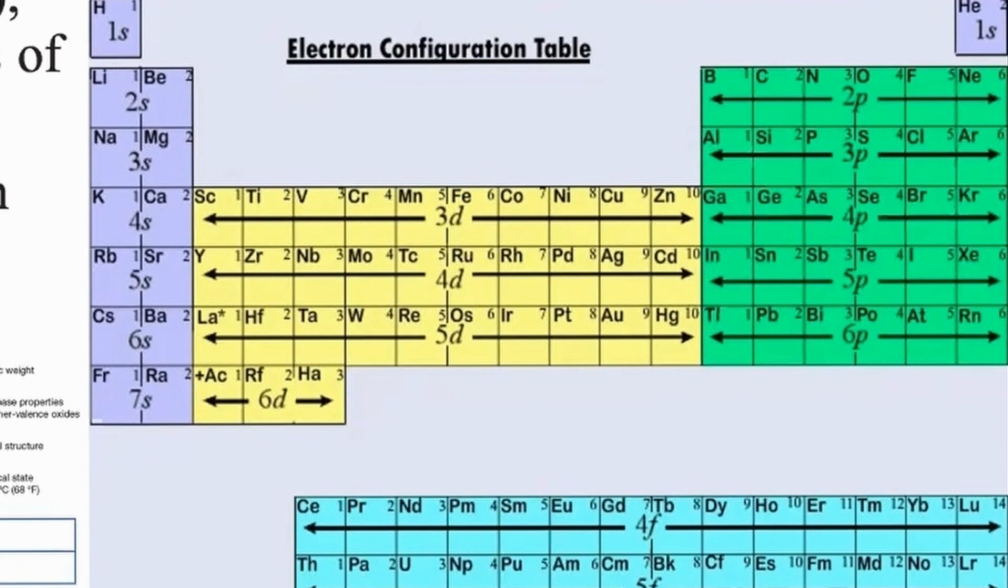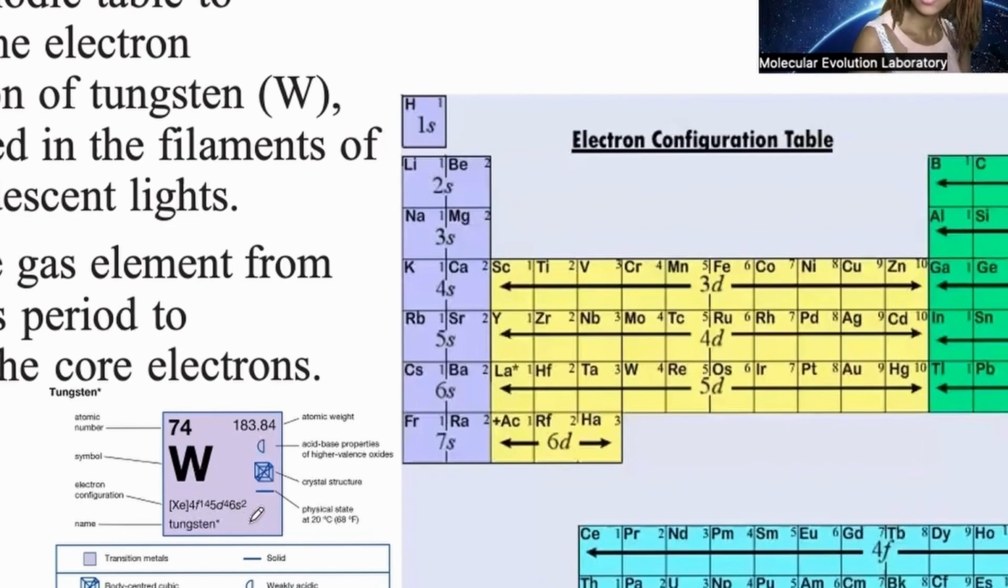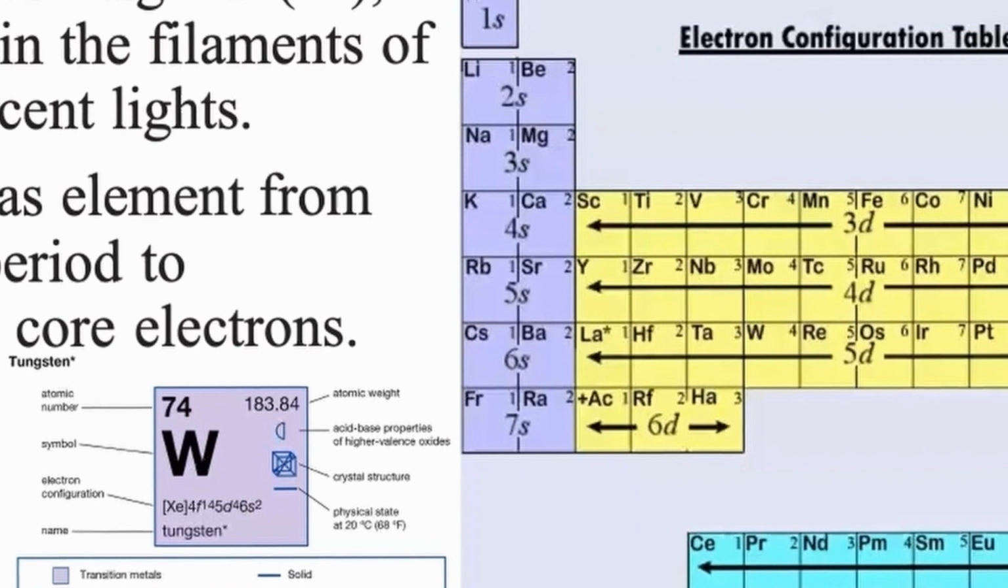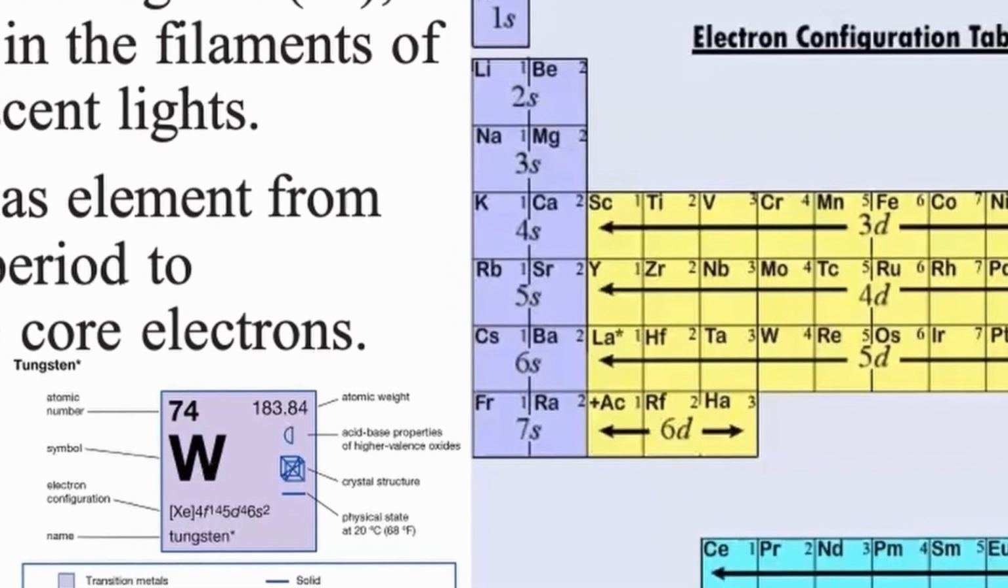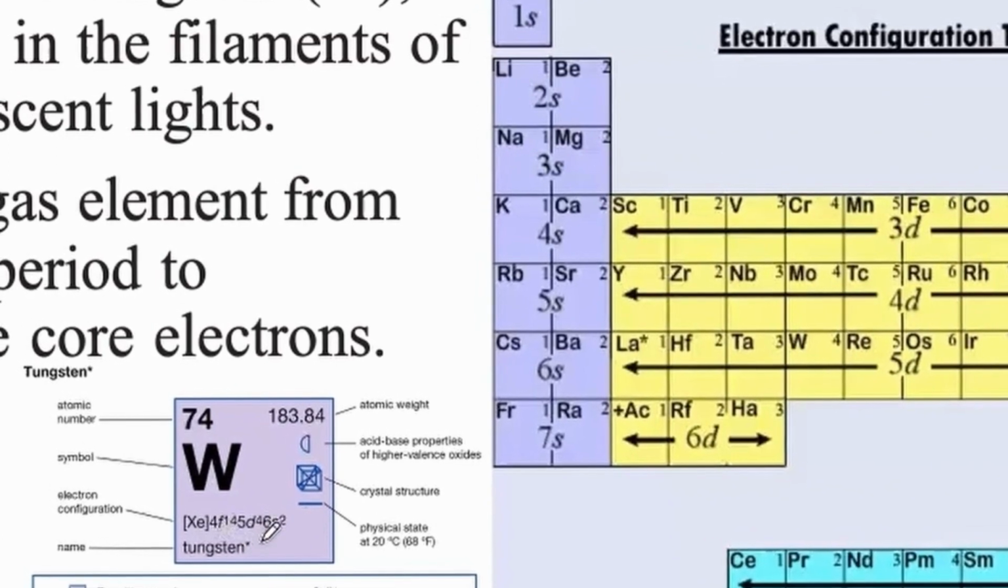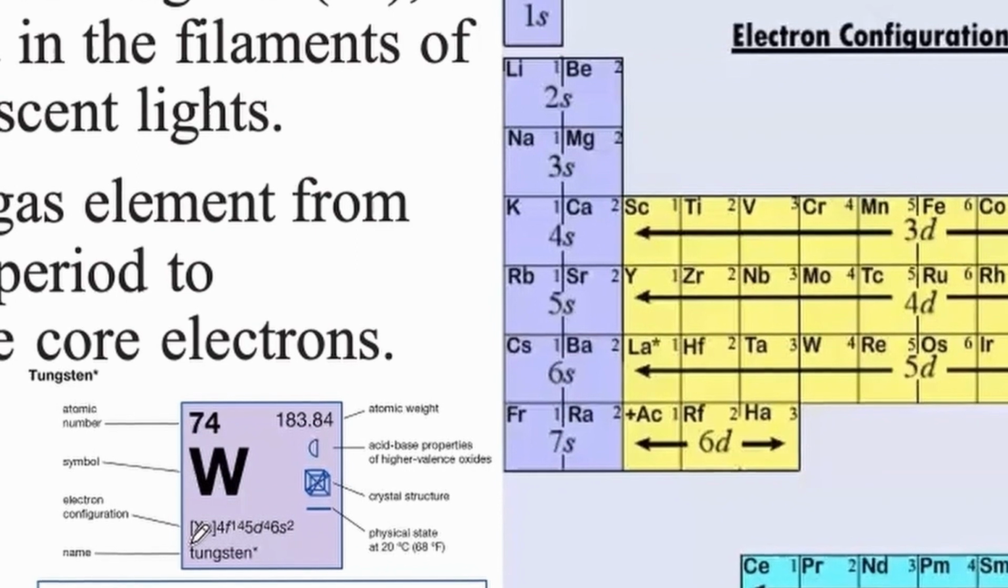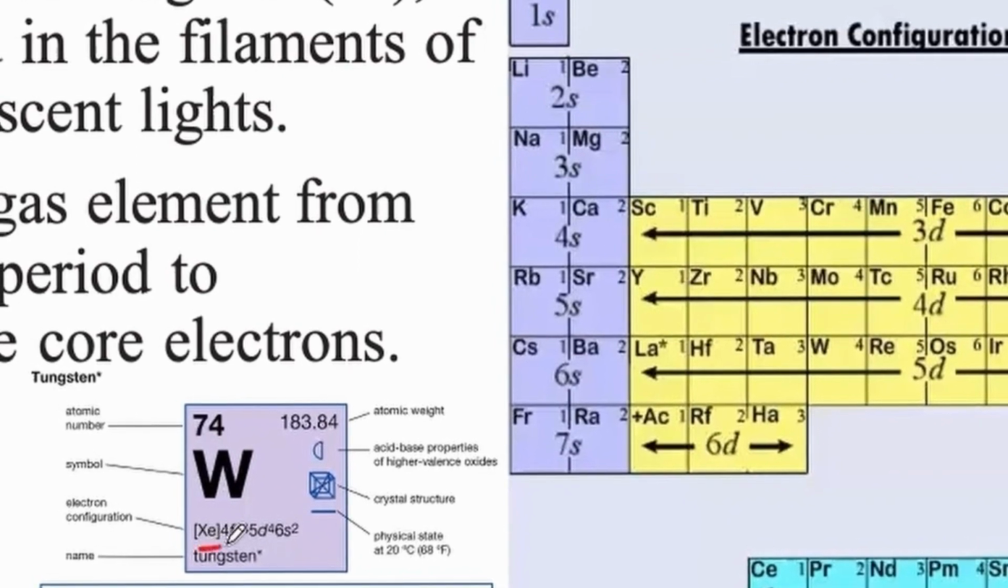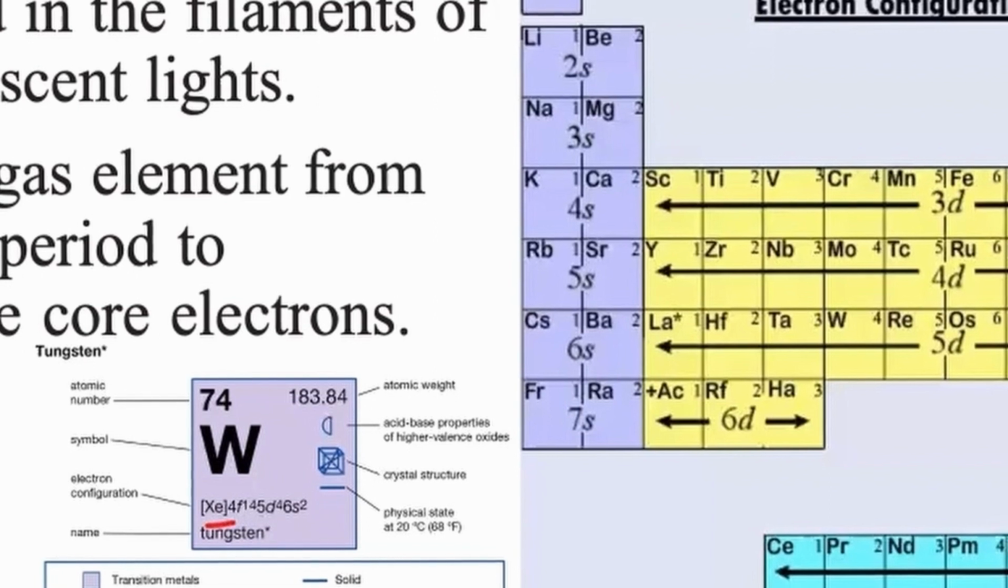Use the periodic table to determine the electron configuration of tungsten, which is used in the filament of most incandescent lights. Use the rare gas element from the previous period to abbreviate the core electrons. Here the atomic number of tungsten is 74. Xenon is used in this case, with a core of 5p. The rest would be 6s2, 4f14, 5d4. We use xenon because xenon has an atomic number of 54, which is the 5p level.